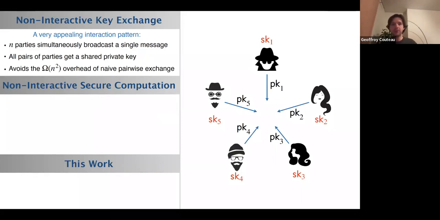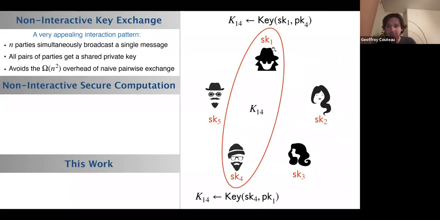So let me start by recalling briefly non-interactive key exchange. You all know what it is. It's a protocol where n parties simultaneously broadcast their public key. I'm looking only at non-interactive key exchange between pairs of parties. So n parties simultaneously broadcast a single message, and then after broadcasting their single public key, any pair of parties without further interaction can locally compute from its state and the other party's public key their shared key.